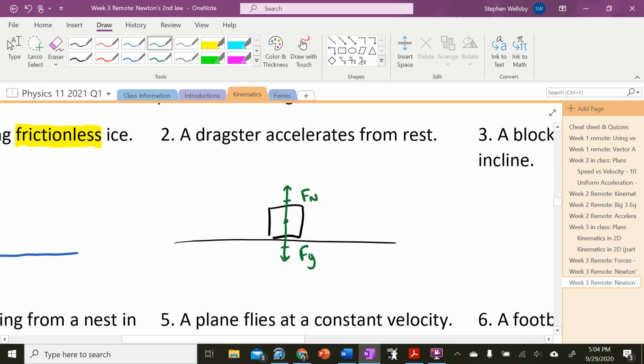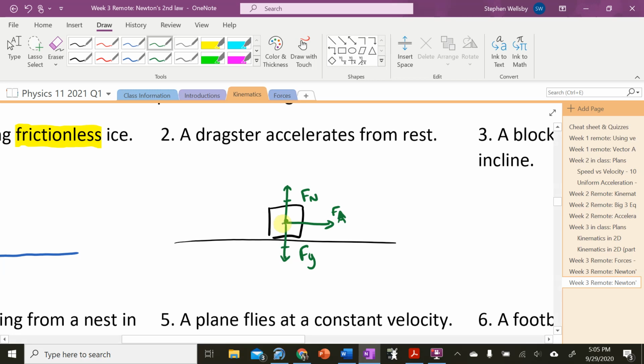Now, in this case here, it's accelerating from rest, which means that there is some force that's causing it to accelerate. And it must be an unbalanced force if it's accelerating. So there is a force to the right. We're going to call this FA for the applied force. We don't necessarily know, it doesn't say here if there is friction or if there's not friction, but we do know one thing. We know that it's accelerating to the right.